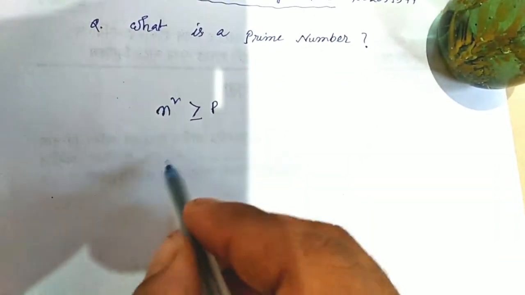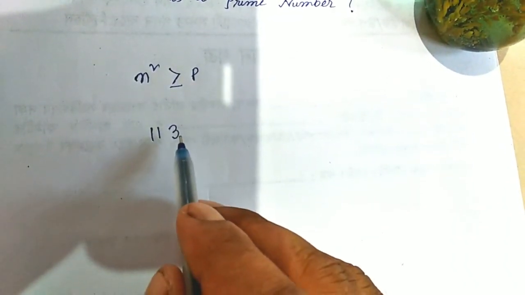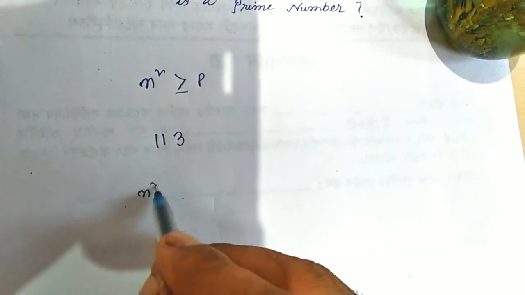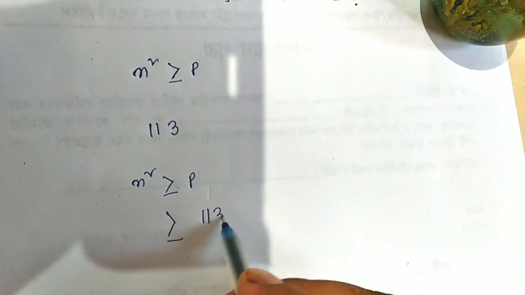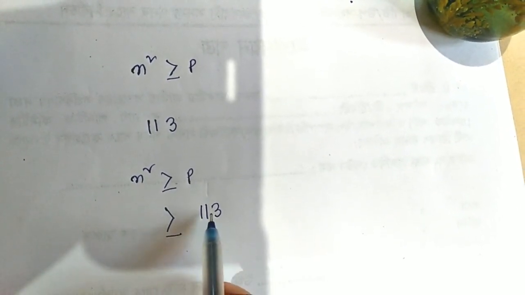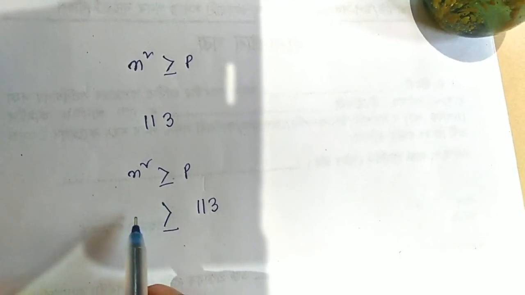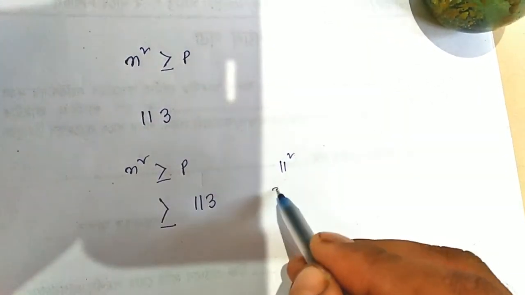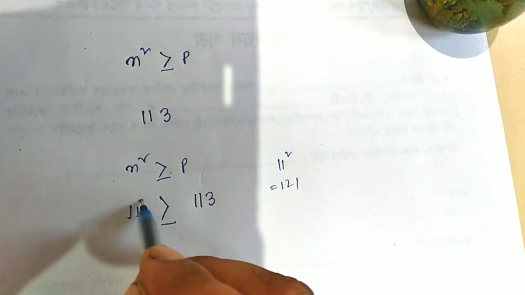So suppose 113. We have to check whether this number is a prime number or not. Our formula is n square is greater than or equal to p. So here p means 113, and you have to choose n so that its square is equal to or more than 113. 10 square means 100. It is less, so we cannot use it. 11 square means 121, which is greater than 113. So we can write 11 square.